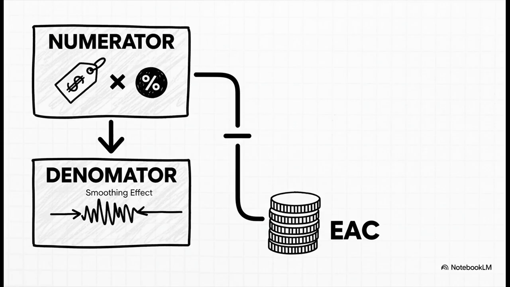Now, the more complicated looking part is the denominator on the bottom. That whole thing is basically just a fancy annuity factor, and its only job is to properly spread that cost over the asset's lifespan, that's the N, while accounting for the time value of money. But look, you don't need to memorize this. The easiest way to think about it is in 3 simple steps.